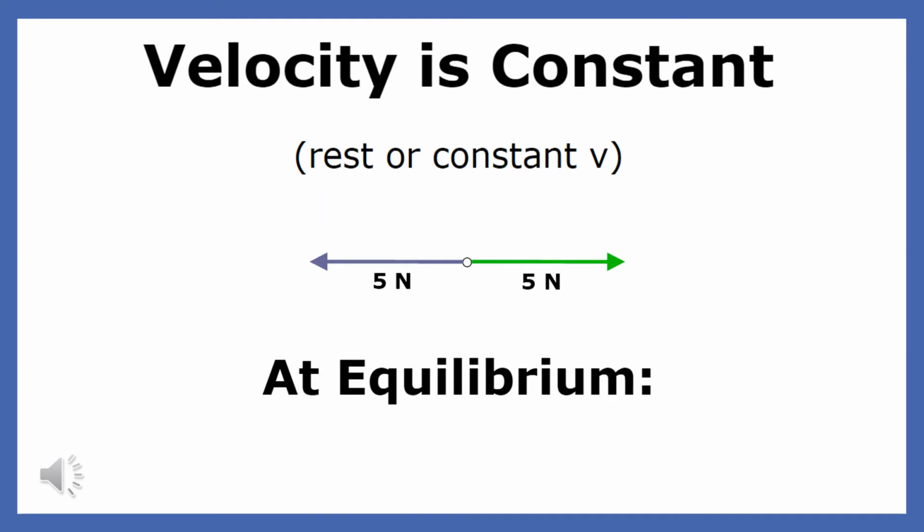Newton's second law tells us that an object with a net force equal to 0 would have no acceleration. It means the object could be at rest or it could be moving with constant velocity, which means if it were moving, it wouldn't speed up, slow down, or change direction.